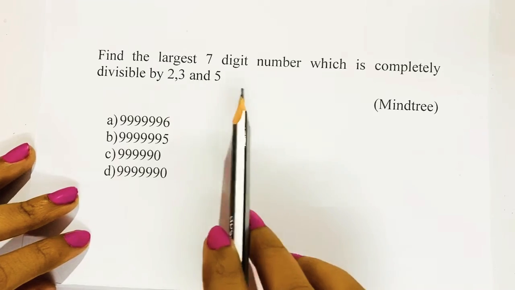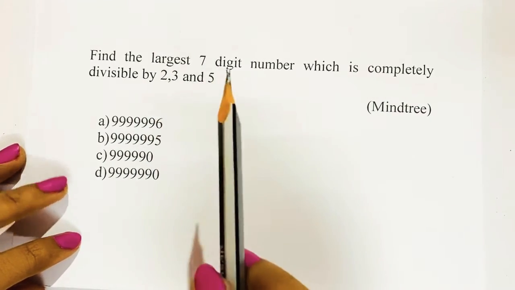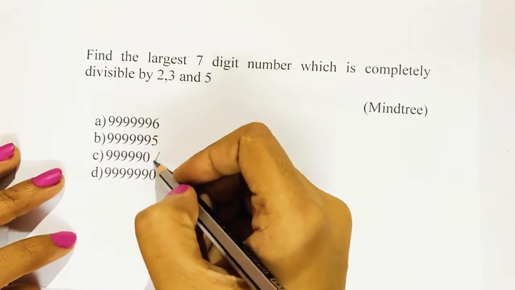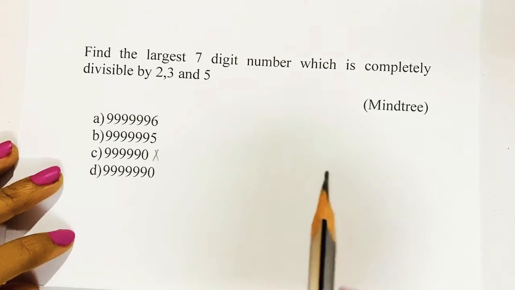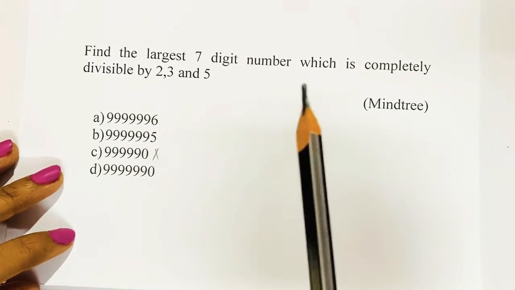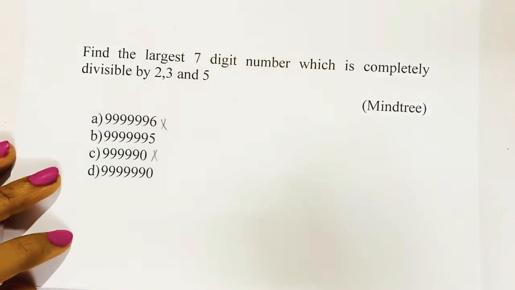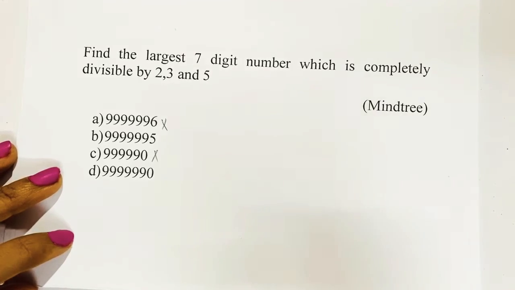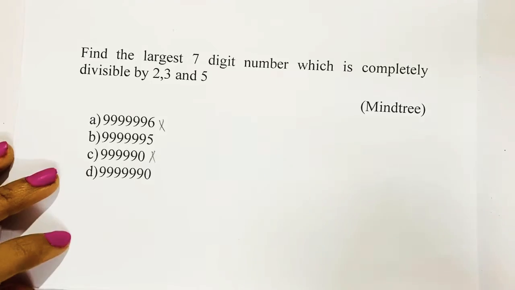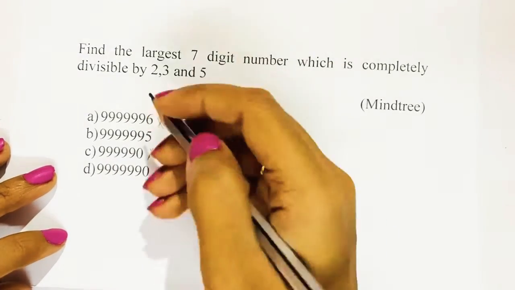Find the largest 7-digit number which is completely divisible by 2, 3 and 5. They are asking for a 7-digit number, so option C cannot be an answer. We know that to check whether a number is divisible by 5, we have to see whether the last digit is either 0 or 5. So option A cannot be an answer. To check whether a number is divisible by 2, the last digit must be an even number, that is 0, 2, 4, 6 or 8. So option B ends with 5 and that cannot be an answer.